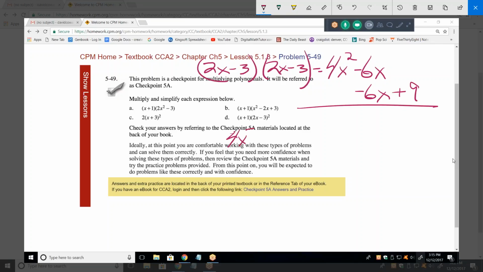I'm going to write this over here. 4x squared minus 12x plus 9, all in parentheses, multiplied by x plus 1. In other words, we did this part first. That produced a trinomial term, which we then have to multiply by the original binomial. Do that.